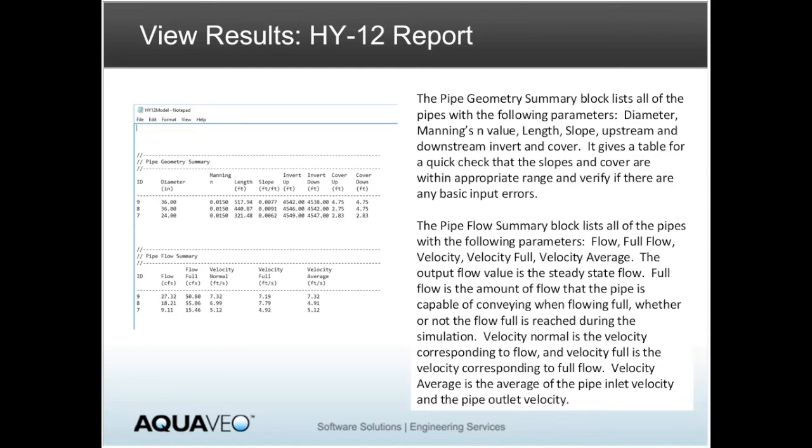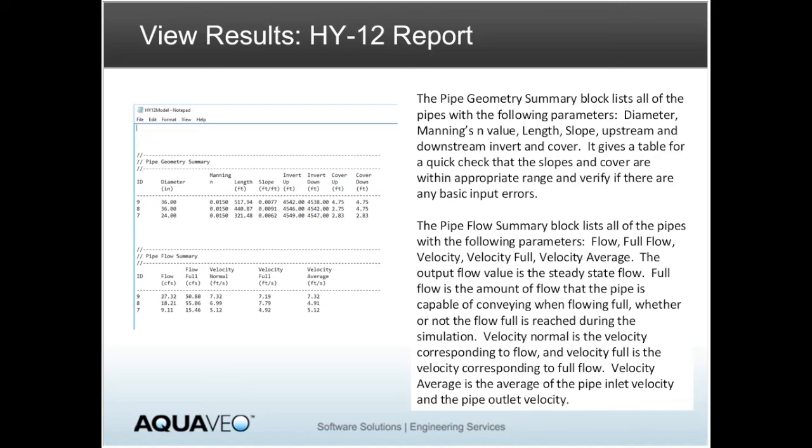The pipe geometry summary block lists all of the pipes with the following parameters: diameter, Manning's n value, length, slope, upstream and downstream invert, and cover. It gives a table for a quick check that the slopes and cover are within the appropriate range and verifies if there are any basic input errors.